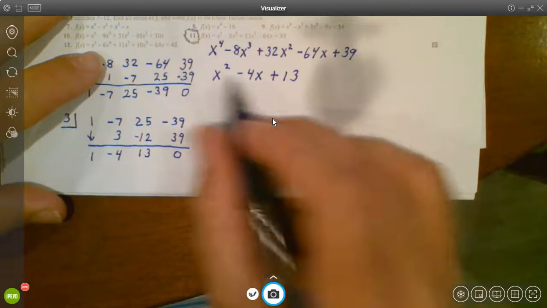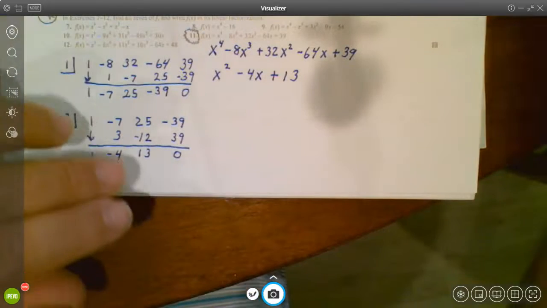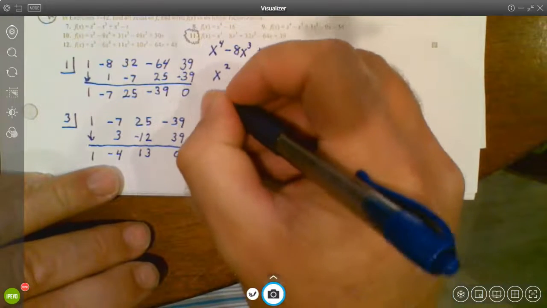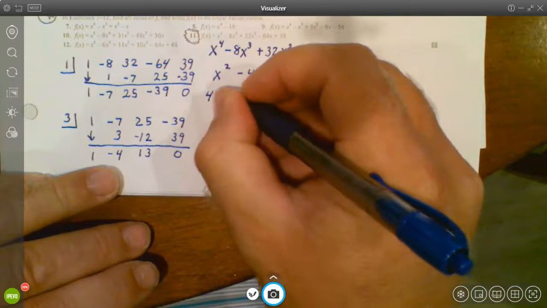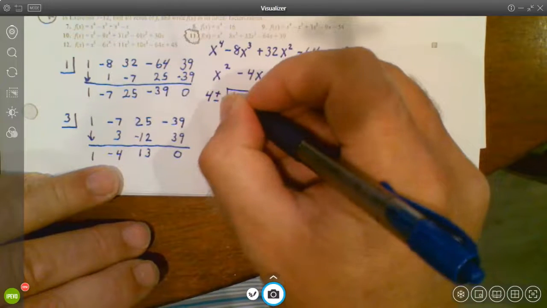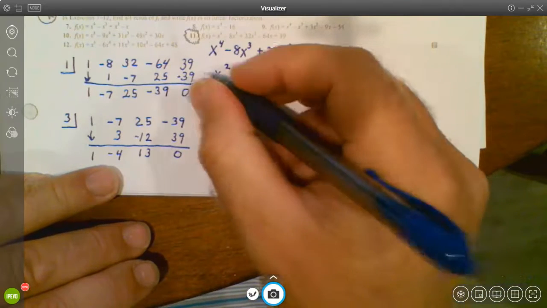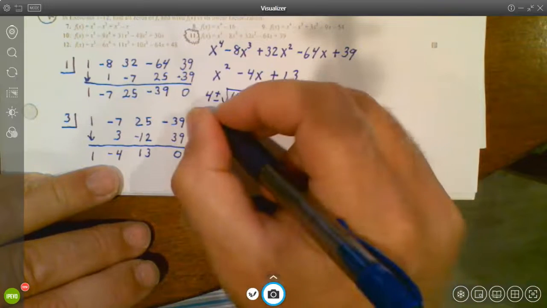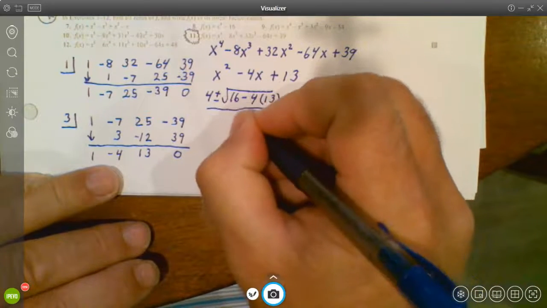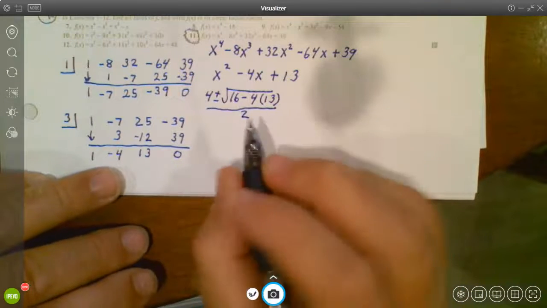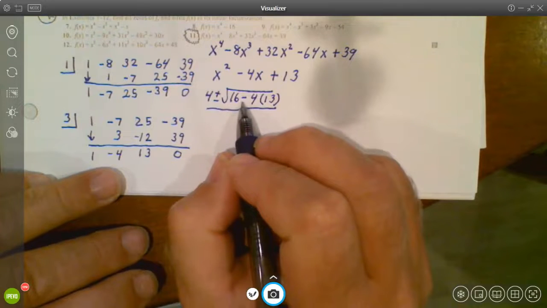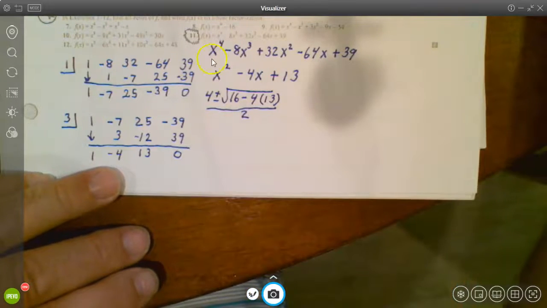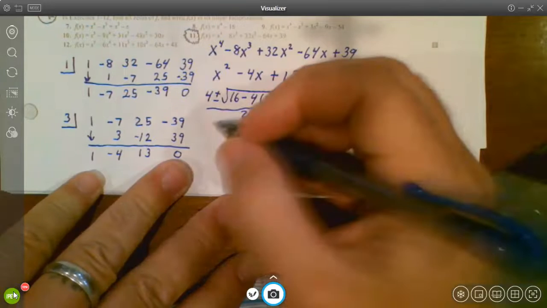Because it's not factorable, how do we solve something like this? And that's where the quadratic formula comes into play. So I'm going to do negative b plus or minus square root b squared minus 4 times a times c all over 2a. So as we start doing a little cleanup on this, I'm going to have 16 minus, let's see, what would that be, 52? So 16 minus 52, which is negative 36.